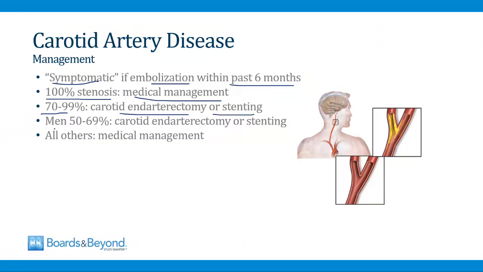In the 50 to 69% range, only men are treated because they are at the highest risk of stroke. They are treated again with either carotid endarterectomy, which is surgery, or stenting. Everyone else, meaning women with a stenosis 69% or less, or men with a stenosis 49% or less, are treated medically. And by this I mean all the things we talked about a few slides ago: aspirin, statin, blood pressure control, and blood sugar control.